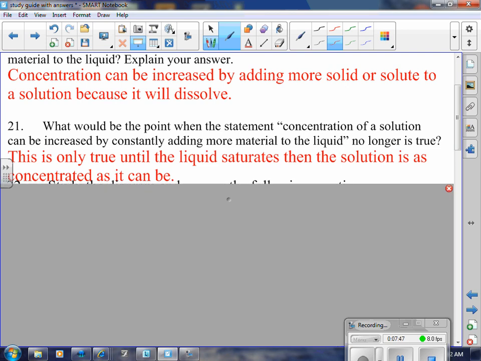One thing you might want to know is how to fix that. You could fix it by heating up the solution, because remember, we said that if we heat up a solution, the molecules move further apart, and that would allow that solute to slip in there. So it's no longer true when it's saturated, but if you heat the solution up, you can get more to saturate in it and get a supersaturated solution.